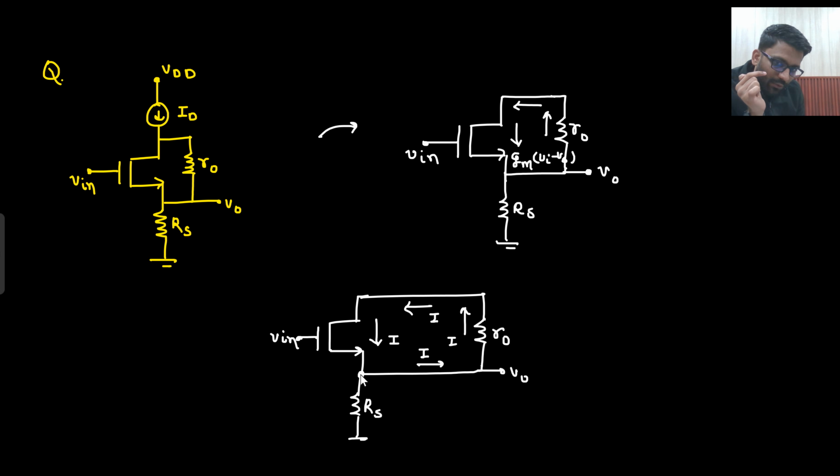So now at this node, what do you see? At this particular node, what do you see? From the upper side, I current is coming, and here I current is going. So what do you think? What is the current going in RS? At this particular node, from the upper side I current is coming, and to this side I current is going. That means this I current is flowing in the complete loop.